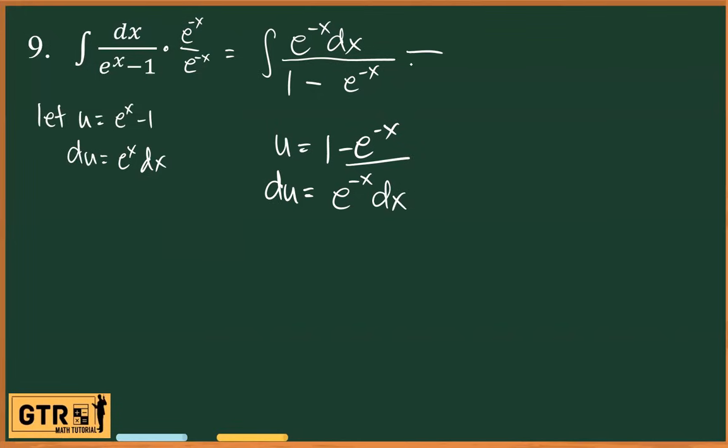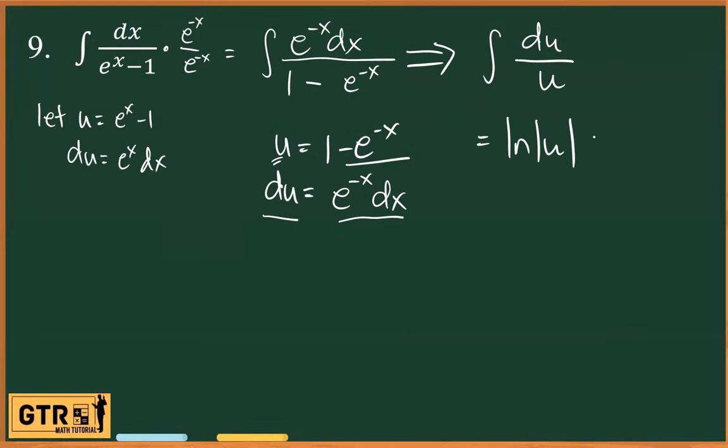Okay, so therefore it is now in the form, so by substitution, we have the integral of e to the negative x dx, that is our du, over 1 minus e to the negative x, so that is our u. So it's now in the form du over u. So therefore, it is equal to ln of the absolute value of u plus c. And then the value of u is 1 minus e to the negative x, so therefore we have ln of 1 minus e to the negative x plus c.